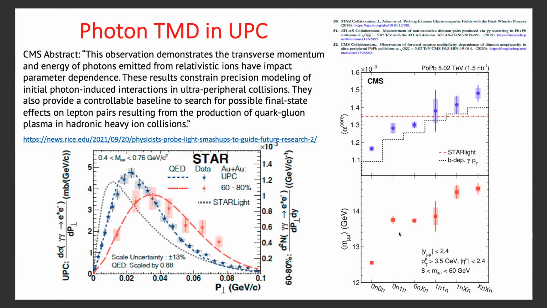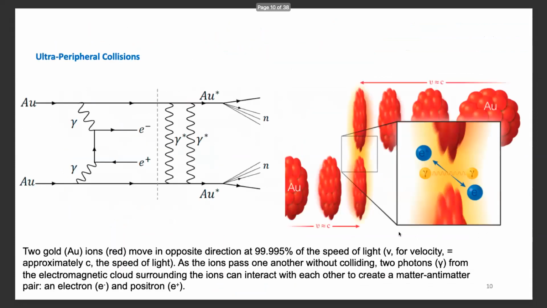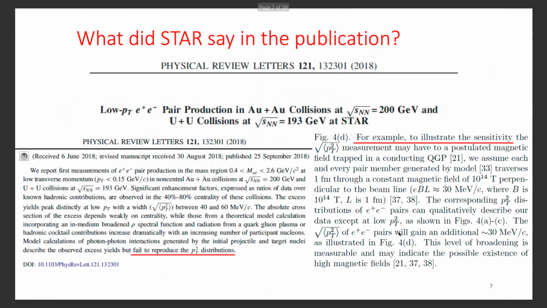But the impact parameter is when these two nuclei actually never touch each other, and you can also see the momentum dependence. So it's clearly not a final state dependence. It's an initial state. The photon momentums are different depending on the impact parameters. So the question is the STAR PRL in 2018 claiming the magnetic field effect. You're claiming that statement is not correct.